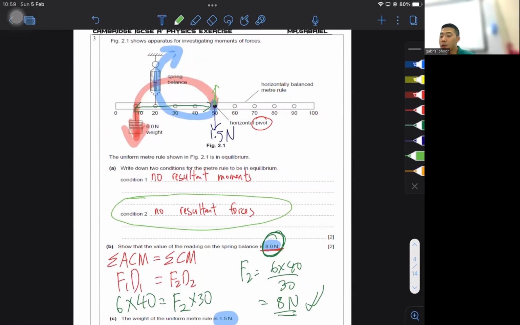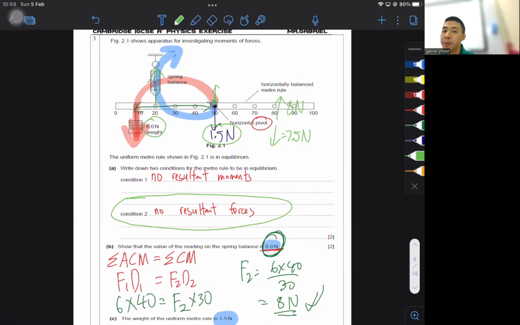So from here, you start to balance it, no? How much is the total downwards here? Total downwards got 6, got 1.5. Okay, so right now downwards, there's a total of 7.5 newtons. And then the upward force you already established is going to be 8 newtons. This is obviously not balanced yet, right? Because up is 8 and down is 7.5, right?